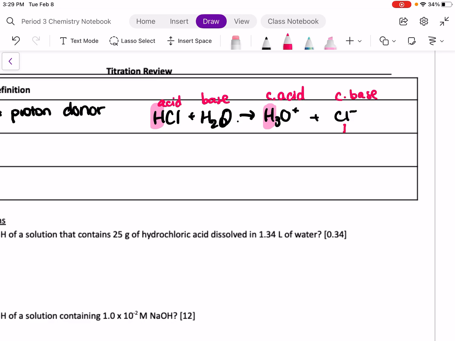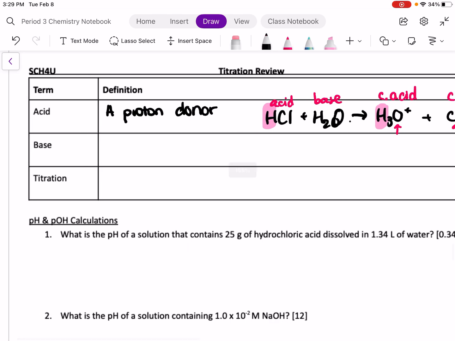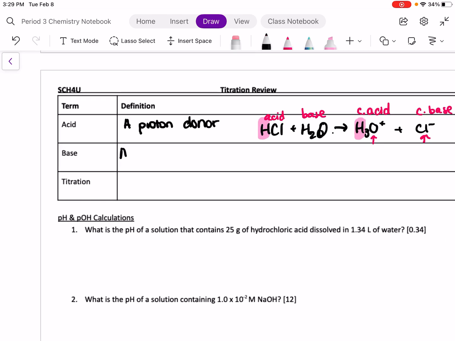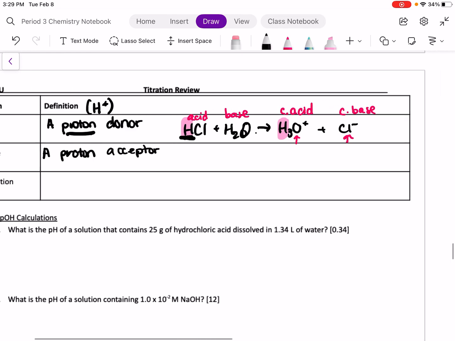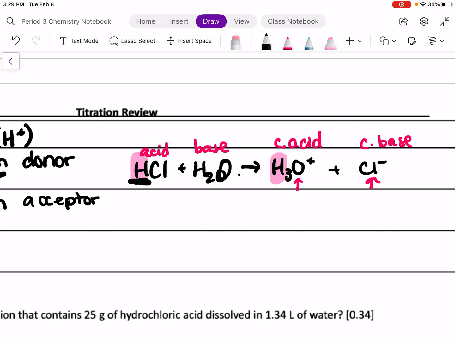Your conjugate base is everything left over from your acid, and this is what happens when you add a hydrogen to your base, conjugate acids. A base, on the other hand, is a proton acceptor. And if you're unsure of proton, we also use in chemistry hydrogen plus is a proton because it just has one proton and no neutrons. So the hydrogen is being donated, and that's why we call it the proton donor versus proton acceptor. So in the above example, we have water accepting the hydrogen from HCl and acting as a base.